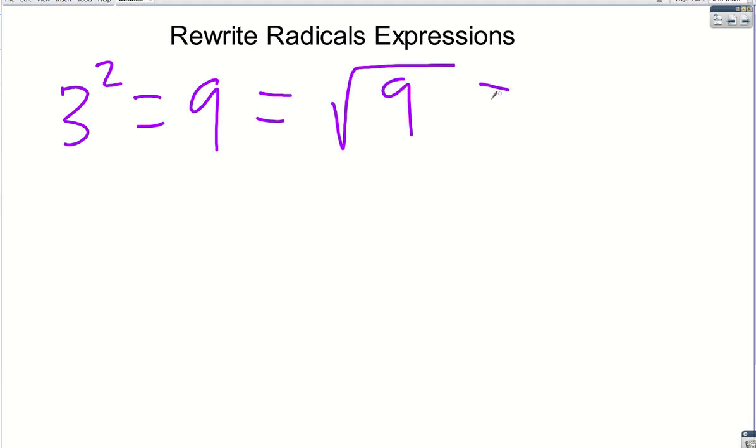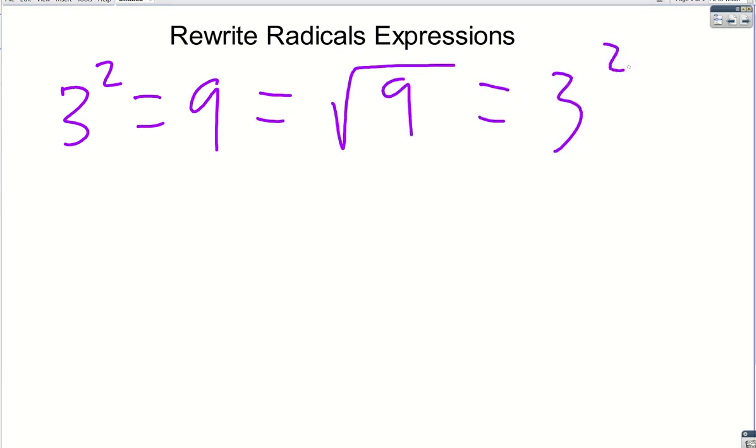Today we're going to start working on writing radical expressions and rewriting those. Just as a reminder, if I was to give you 3 squared, that'd be the same as 9, and the radical expression of that would be the square root of 9 is 3 squared.